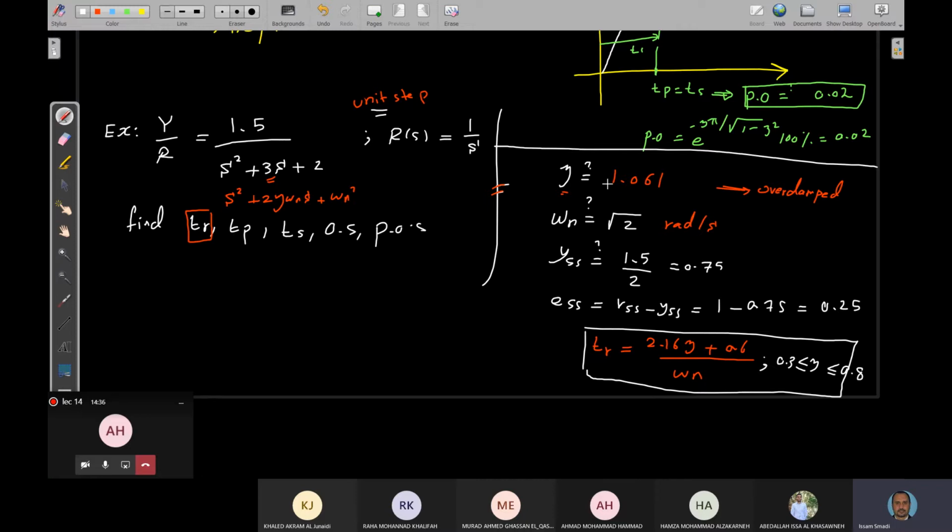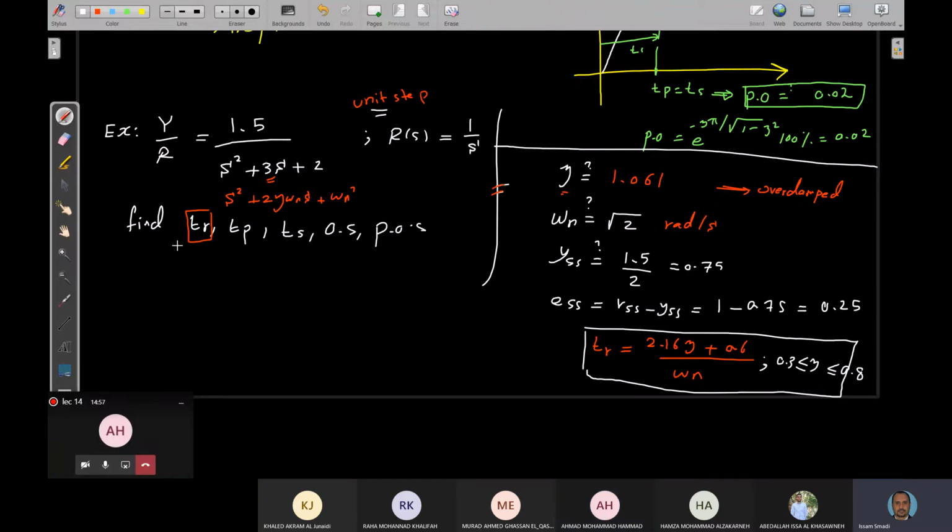And simply now zeta is out of this range, correct? So I cannot use it. Can I use it? No, I cannot use it.